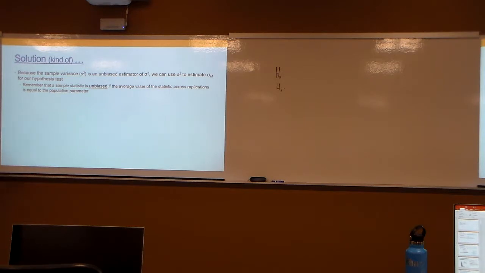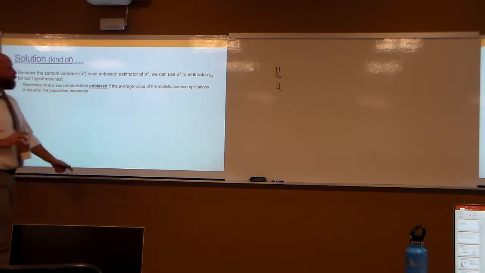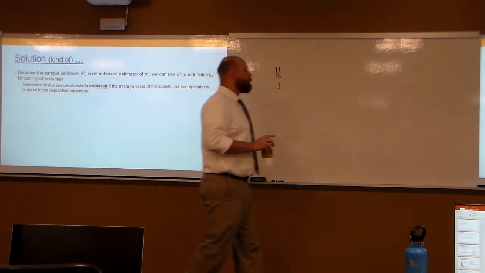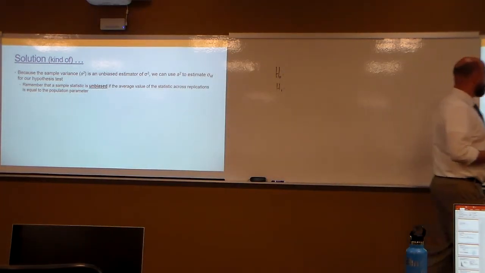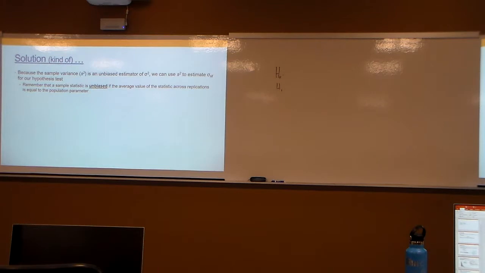And so a solution, how we can get around this, obviously, is to use our sample variance, okay? Our sample variance, remember, is an unbiased estimator of the population variance. So the idea is that we can plug in our sample variance as an estimate of the population variance and use that to calculate our standard errors. At the end of the day, any type of inferential test circles around the calculation of standard errors, okay?